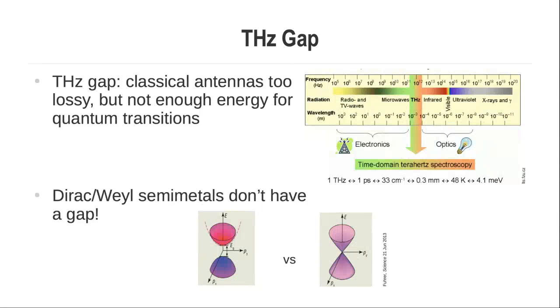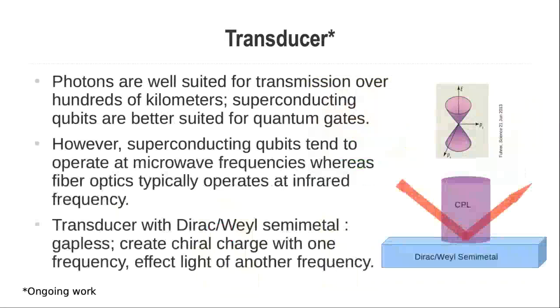Dirac and Weyl semimetals are unique because they don't have a gap. So they might work as very good transducers in order to go from one end of this to the other. Yeah, this is ongoing work, and I don't have numbers to show you, so I don't want to give you the wrong idea here.